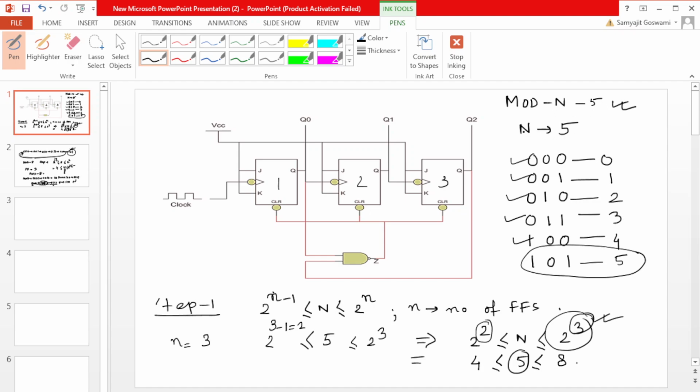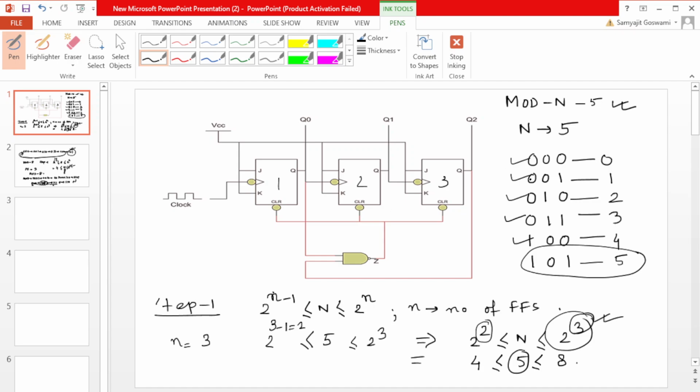So in the case of mod 5 counter, you have to count 0, 1, 2, 3, 4, then there is a 5 that will come, but we don't count 5. Directly after 4 we have to count 0. So what is the process?